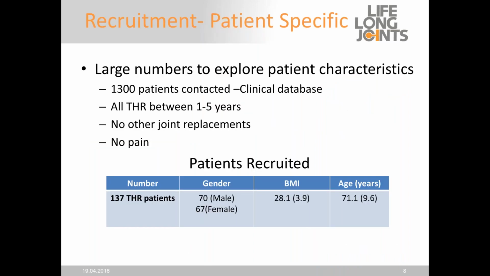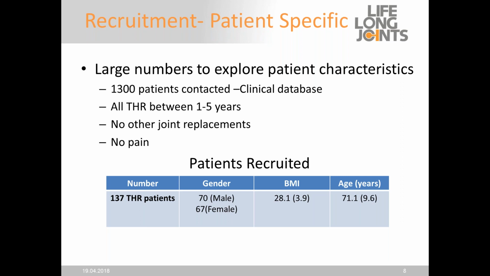So looking at the recruitment, as I said, in Chapel Allerton we see over 1,000 total hip replacements per year, and with our goal in mind, we wanted to cast the net of recruitment quite far and wide. So we didn't want to exclude too many patients, other than those who weren't functionally capable of performing the activities of daily living, or those patients who had other joint replacements. So we contacted over 1,300 patients through a clinical database who've all had a primary hip replacement between 1 to 5 years ago and no other joints, and they were functioning fairly well. And this allowed us to recruit over 130 patients.